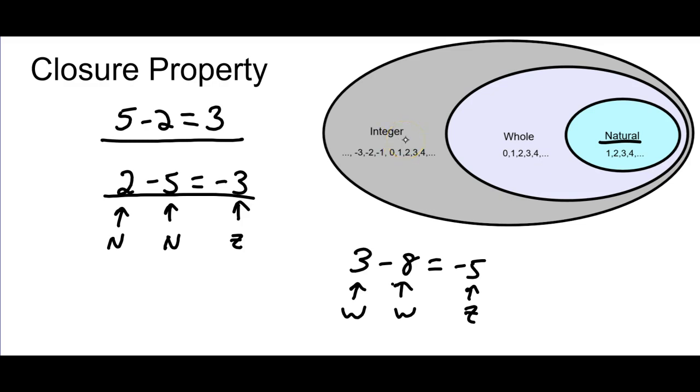Now, if we could talk about integers, now we have closure over the integers, because notice I've got integer minus integer equals integer, integer minus integer equals integer, integer minus integer equals integer. So if I go to the integer set, then I can say subtraction has closure over the integers.